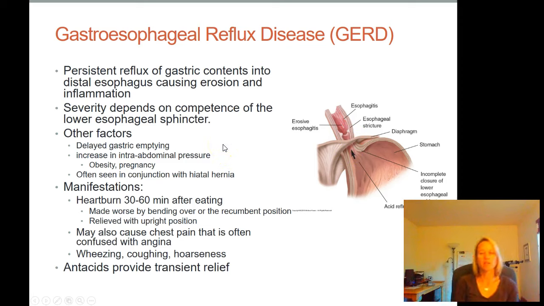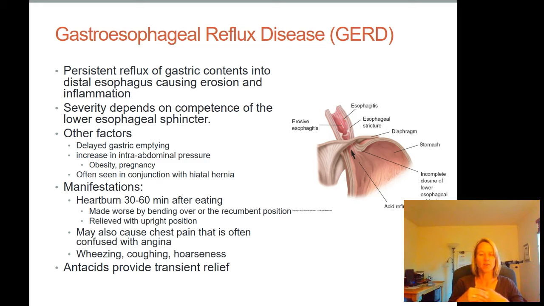Other factors can contribute. If we have delayed gastric emptying, if it's not emptying fully, that's going to make it more fluid in the stomach, and that can back up more easily. An increase in intra-abdominal pressure can occur with obesity or pregnancy or wearing too tight of jeans. It's often seen in conjunction with a hiatal hernia.